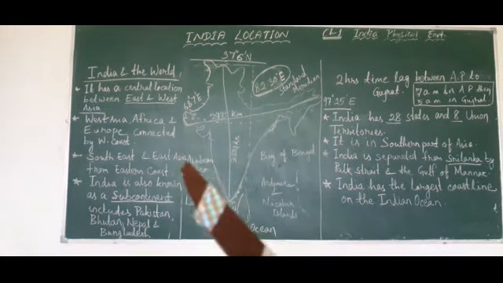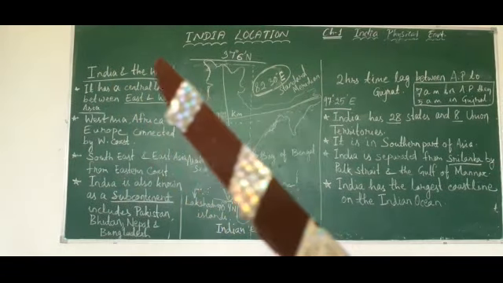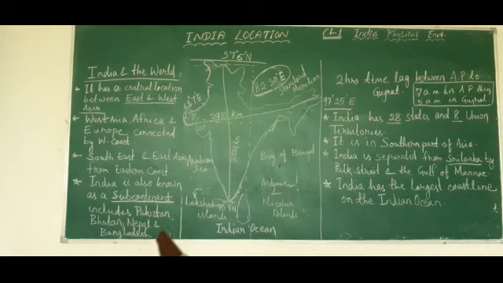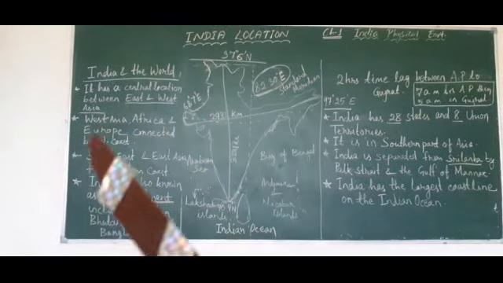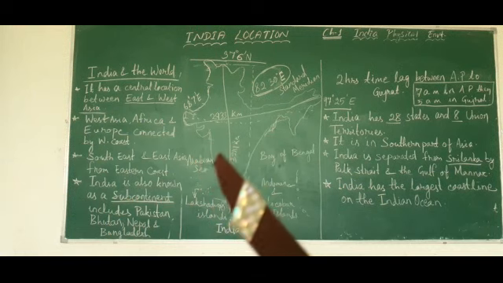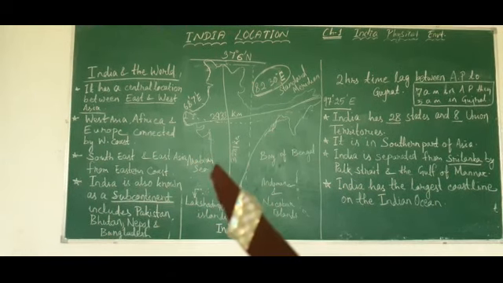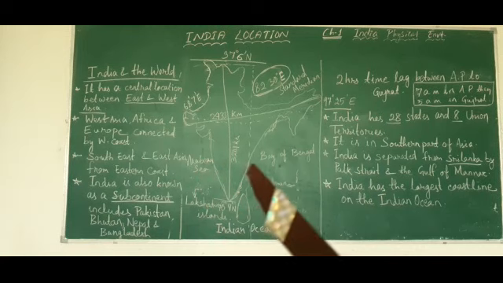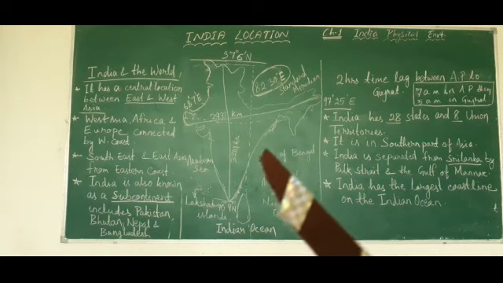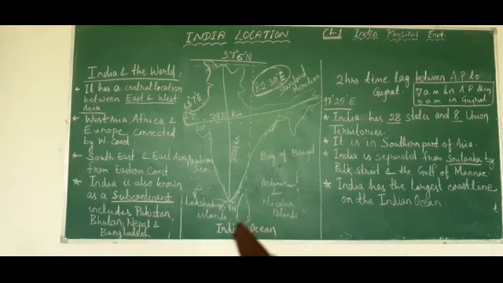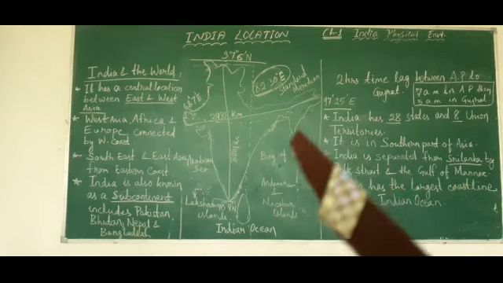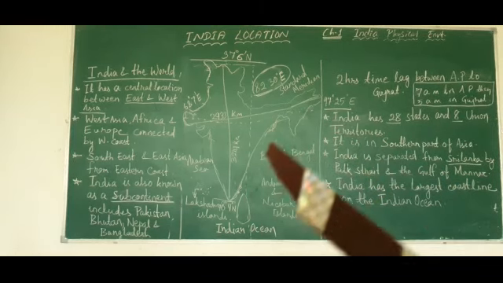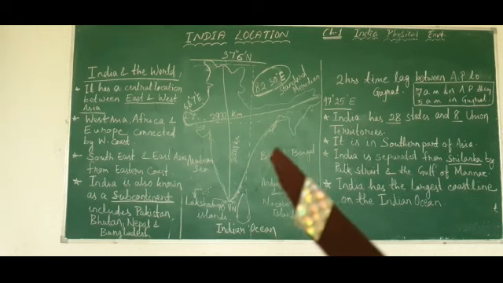Which countries are connected by these water bodies? West Asian countries, then Africa, then Europe. All these countries are keeping relation through the water bodies connected by the western coast, and this is the eastern coast. So which countries? South East and East Asian countries, on this side, are connected from the eastern coast.